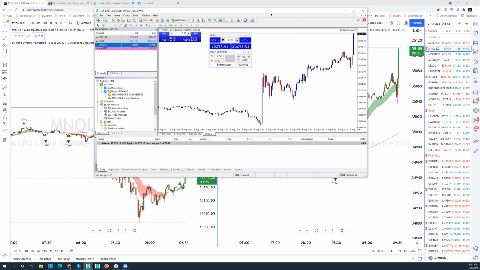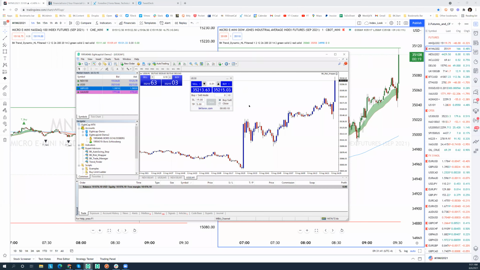I got to keep my eye. This is annoying because I can't see the. All right, we'll just focus on a Dow for now. Oh, I'll keep my eye on NAS on this other chart.